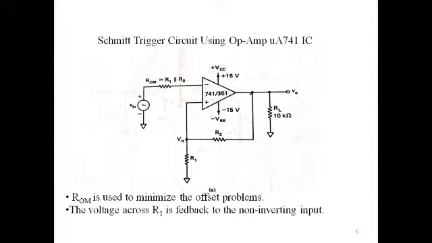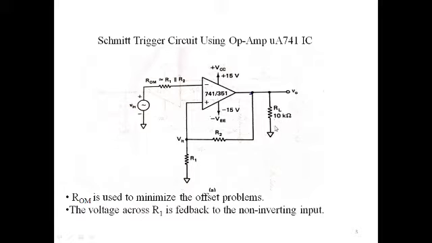The next point is the voltage across R1 is fed back to the non-inverting input. This is the component description of the op-amp Schmitt trigger, and a load resistance is connected across the op-amp at the output.